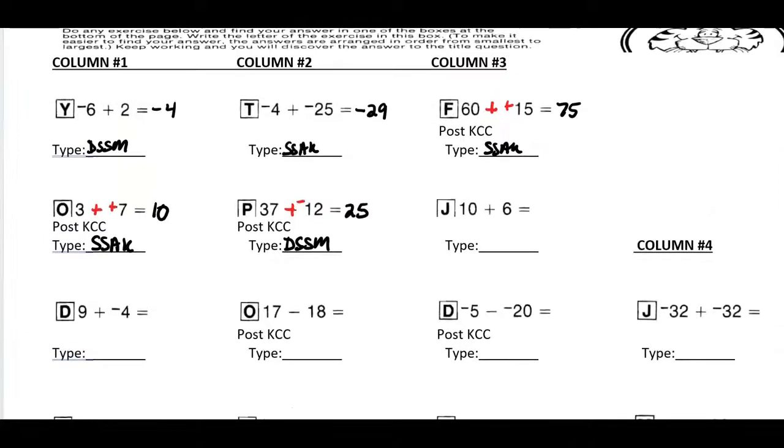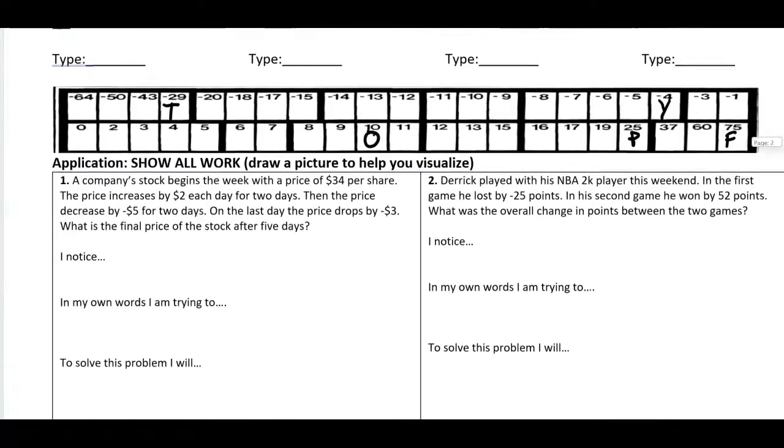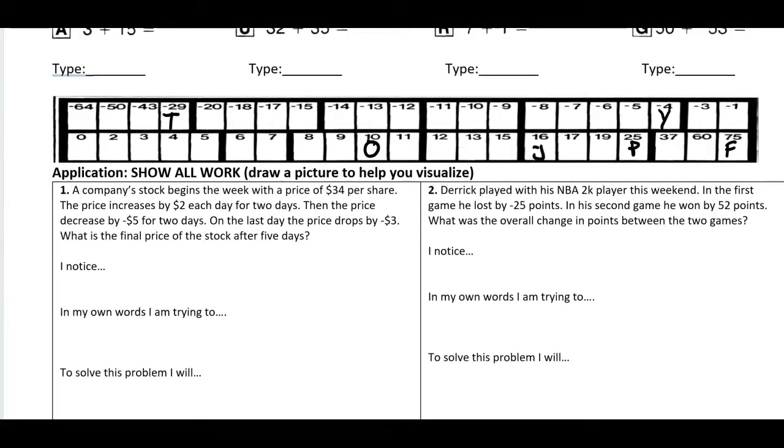And then 10 plus 6, so that's SSAK. That's 16. So looking for 16 on the back and putting J. So that's what you're doing here.